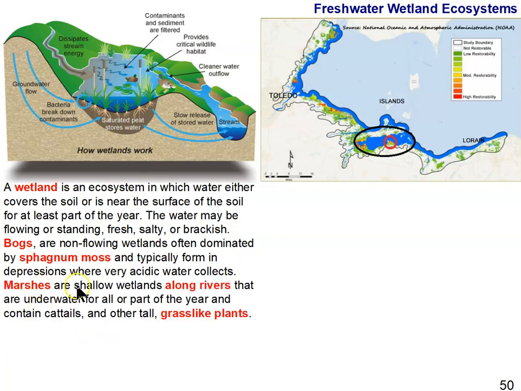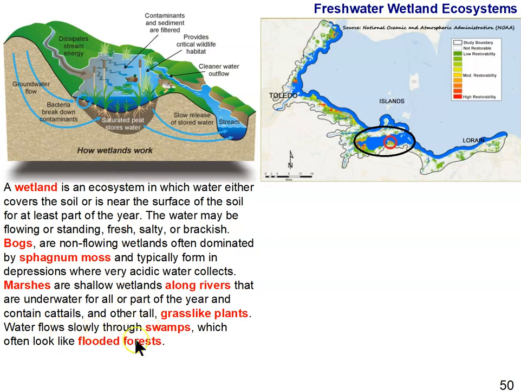A marsh is a shallow wetland along rivers, and it's underwater for all or part of the year, and contains cattails and other tall grass-like plants. So what we're looking at in this diagram is representing a marsh. It's along a river or a stream, and it's got cattails and grasses.